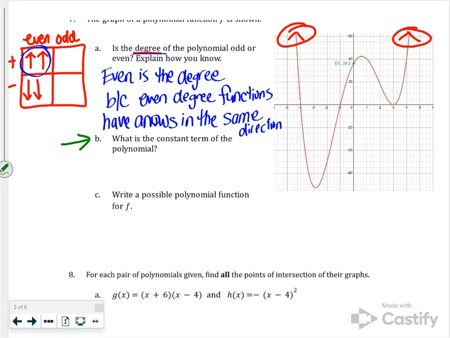Part B. It asks about the constant term of the polynomial, and we know that that's the same as asking what the y-intercept is. So the fact that (0, 36) is labeled, we're going to say that the constant is 36, because that is equal to the y-intercept.